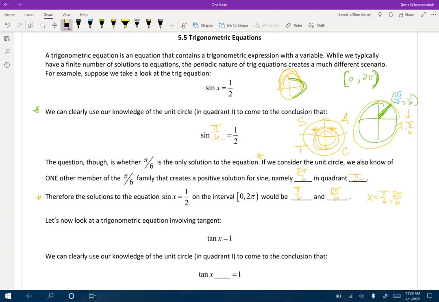I just want to add to this scenario. A lot of times students will struggle a little bit with the differences between inverse trig functions and solving a trig equation.